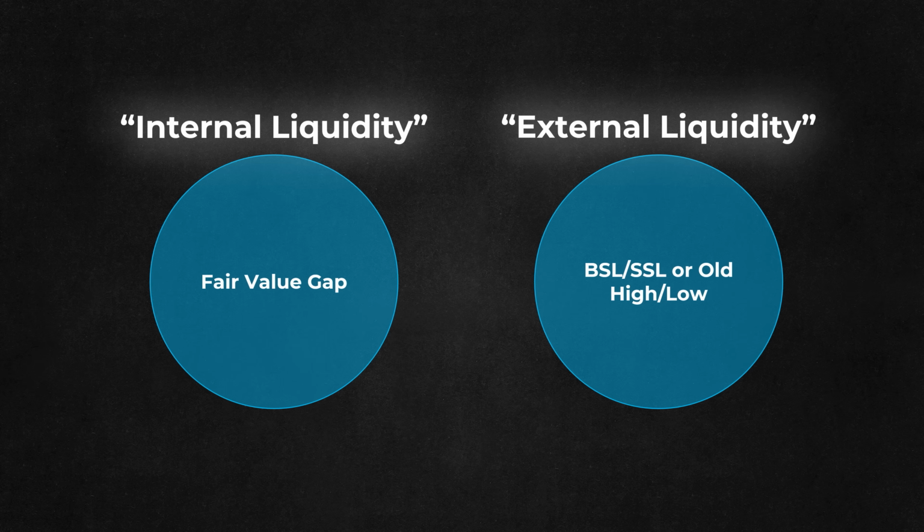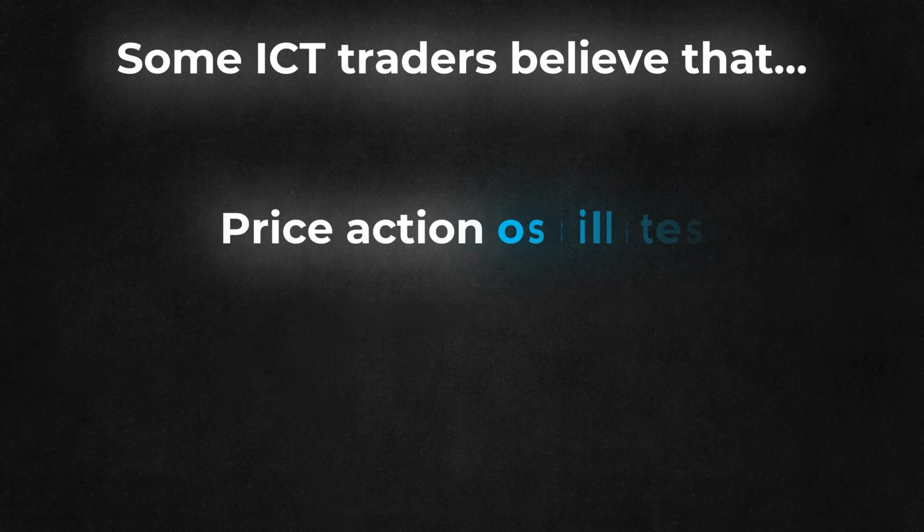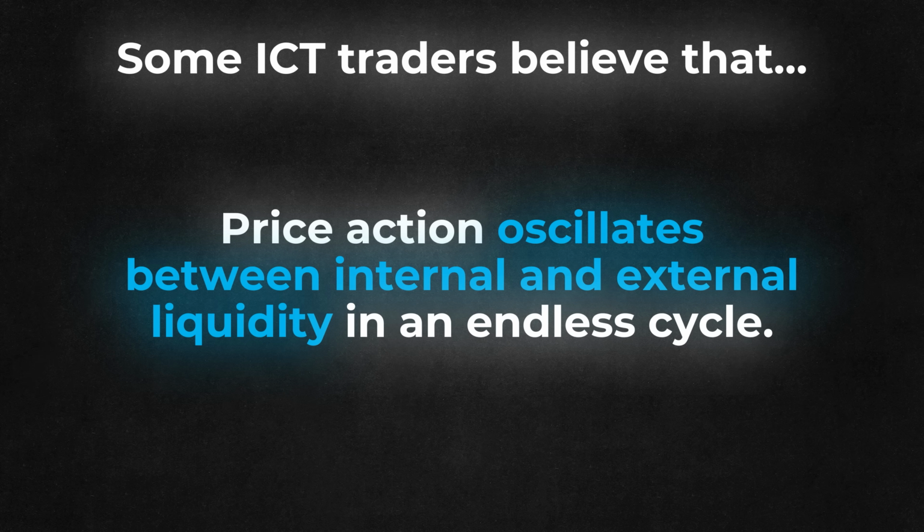According to some ICT traders, price action only does 2 things. It oscillates from internal to external liquidity, so if price reacts to a fair value gap, it goes to a buy-side, sell-side liquidity level or an old high or low, and then it moves to a fair value gap again in an endless cycle. This assumes that there is no diversity of market players and time horizons. It's self-evident that things are much more complicated than that in reality.